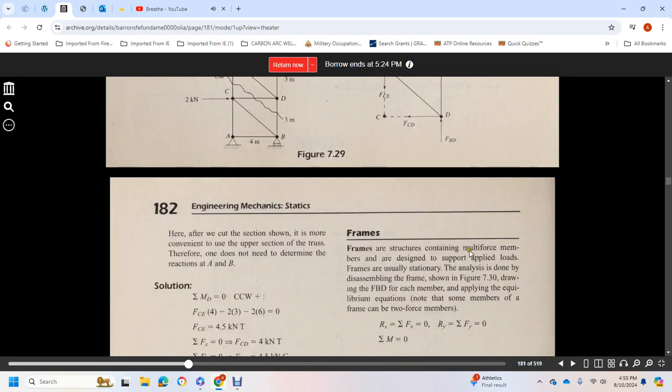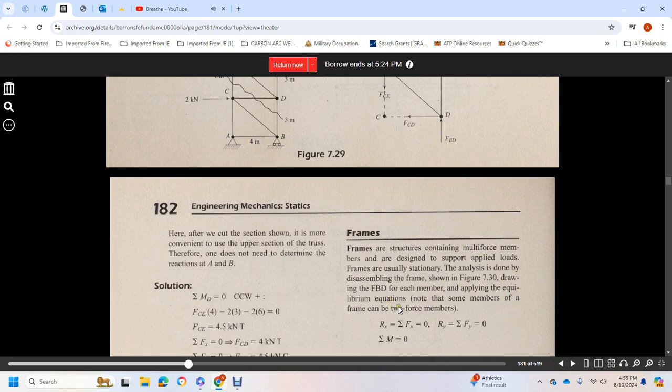Alright, frames. Frames are structures containing multi-force members designed to support applied loads. Frames are usually stationary. Everything is analyzed by disassembling the frame, as shown in figure 7.30, drawing the FBD of each member and applying the equilibrium equations. Note that some of the members of the frame are going to be two-force members.